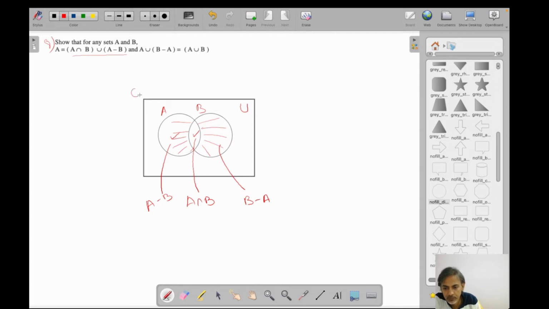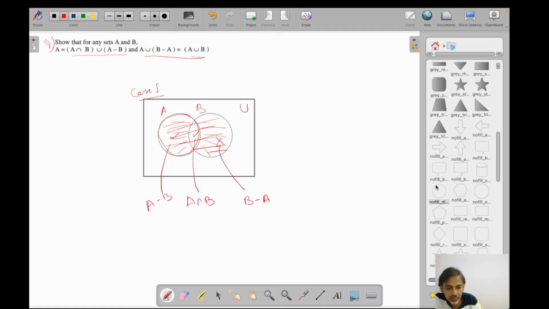This is case 1, wherein there are some entities which are common to A and B both. Similarly for the second part, A union B minus A: B minus A is this part, and A is the whole of this part. When you union A with B minus A, this is nothing but A union B, the entire thing from here to here. So the entire part will be A union B. So in case 1, we can see that this is true.